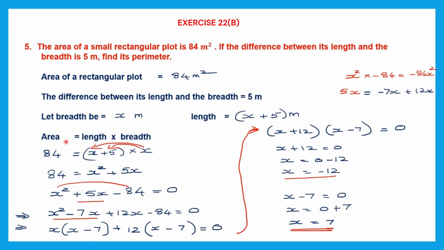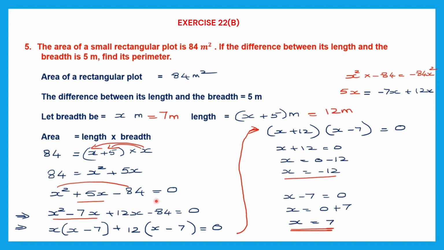So now let's go back here. Here it says let the breadth be x. So we found what x is. That means breadth is 7 meters. We can write that here. Breadth is 7 meters. That means what is the length? The length is 7 plus 5. X is 7. 7 plus 5 and that is equal to 12 meters.